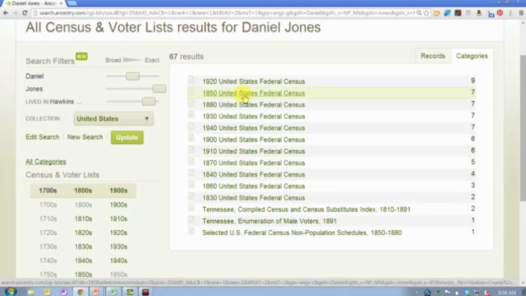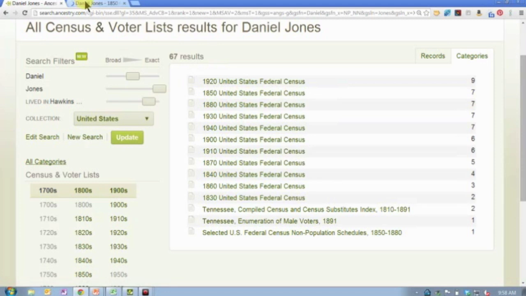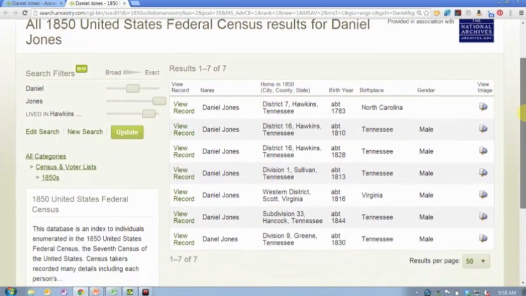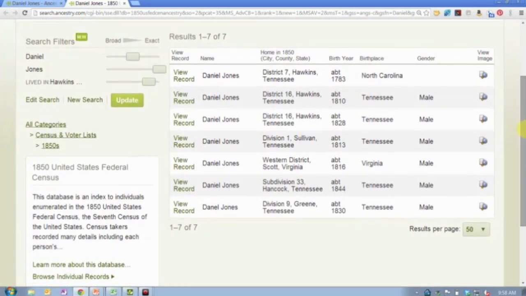Now, the 1850 census, as you know, was the very first census that recorded the names of every person in the household. So that's probably going to be the one that I want to look at first for this particular family, just to get an idea of what's happening here.